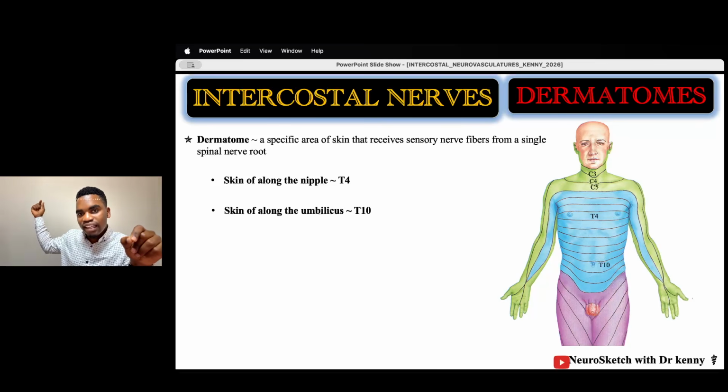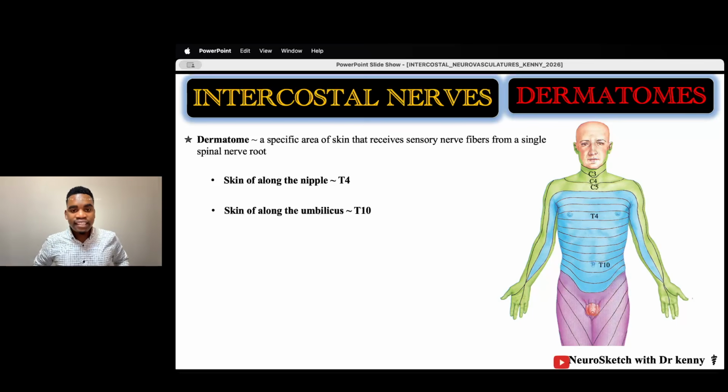So a dermatome is the specific region of the skin which is receiving sensory information from a single nerve root. For example, this region over here is receiving sensory nerve fibers specifically from the C5 root, the root of the C5 spinal nerve. This one here, the region around the nipple, is receiving sensory nerve fibers specifically from the T4 nerve root. And these regions are called dermatomes. This is what dermatome means.